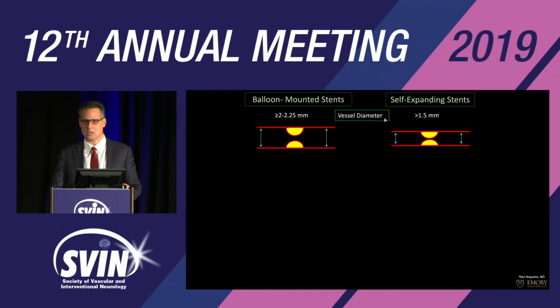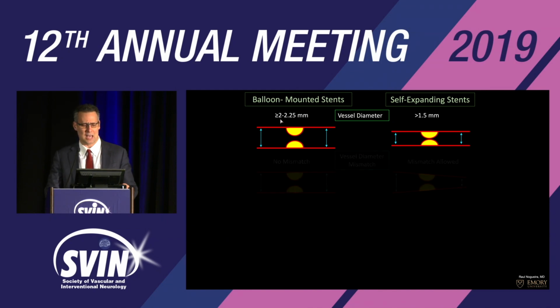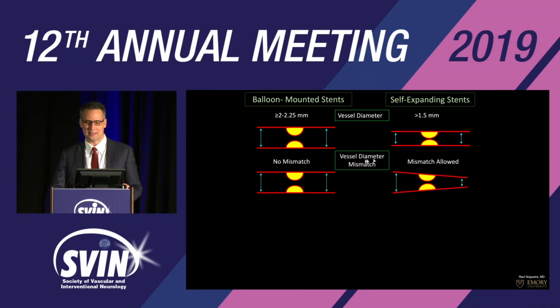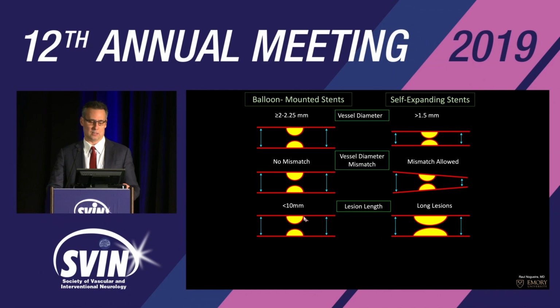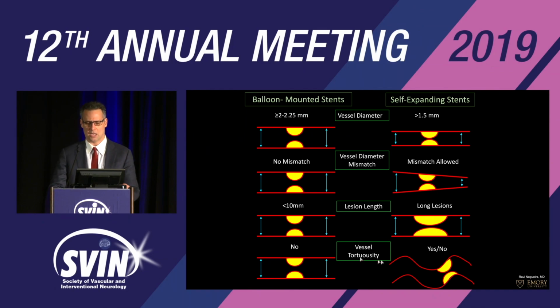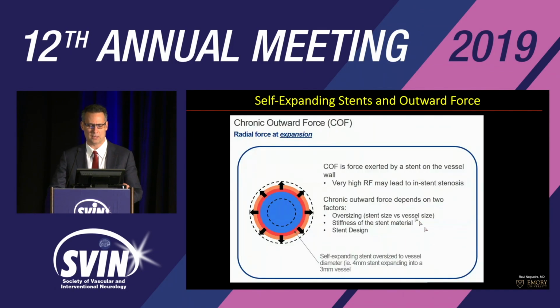If the vessel diameter is greater than 2 millimeters, I typically will try a balloon-mounted stent, as long as there is no mismatch in the tapering of the vessel. The landing zones have to be approximately the same for a balloon-mounted stent. If they taper, you have to use something that will accommodate the differences in diameter across the stent, a self-expanding stent. As for lesion length, it's hard to navigate a balloon-mounted stent, so for long lesions I prefer to use the self-expanding, and obviously for highly tortuous lesions, self-expanding.